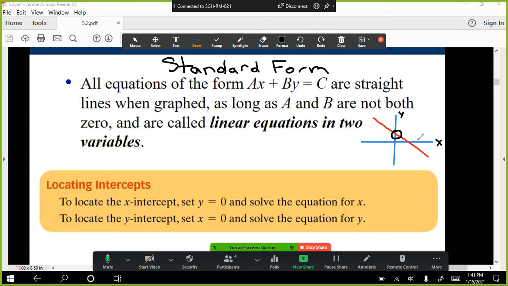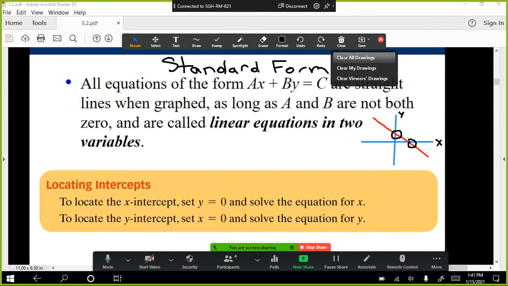The x-intercept would be this point down here where it is crossing the x-axis. What is true about all x-intercepts is that the y-coordinate of that point is always 0. So if we have an equation and we plug 0 in for x, we're going to be able to find where the y-intercept is. If we plug 0 in for y, we're going to be able to find where the x-intercept is. And that's the whole basis of what they're talking about here.